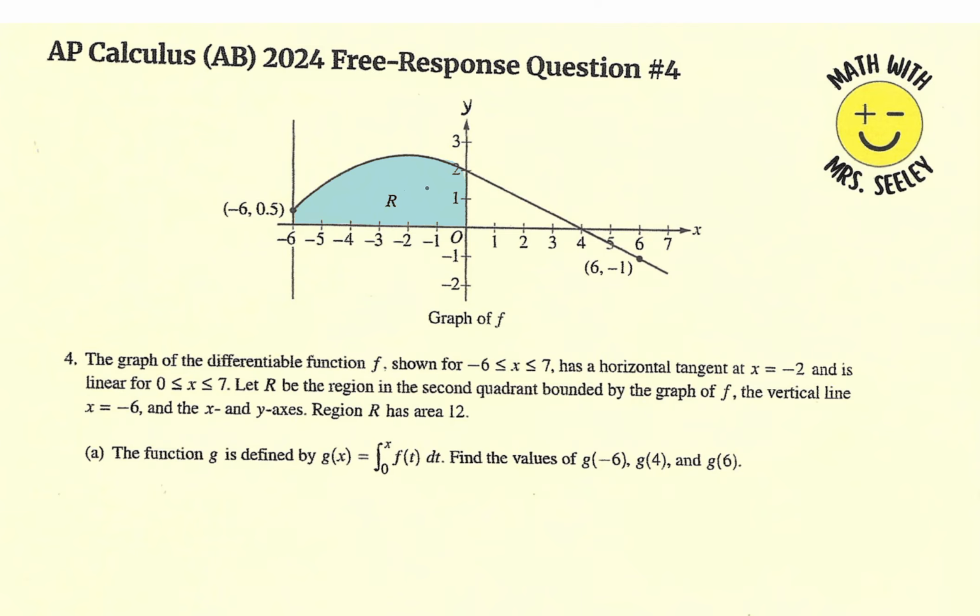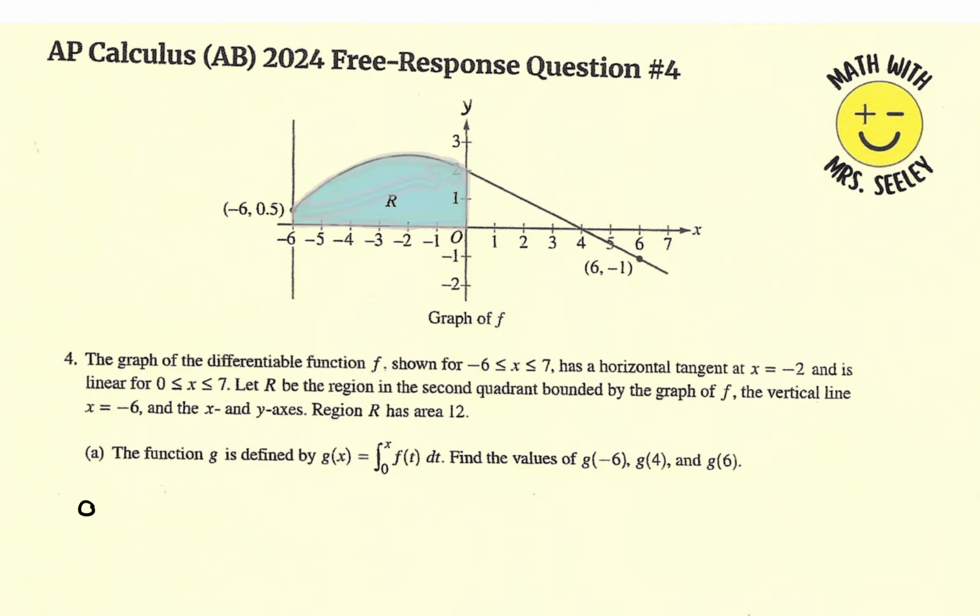R is this blue region that's bounded by f, the vertical line x equals -6, and the x and y axis. And we're also told that region R has an area of 12. A part says the function g is defined by this right here. We want to find the values of g of -6, g of 4, and g of 6.